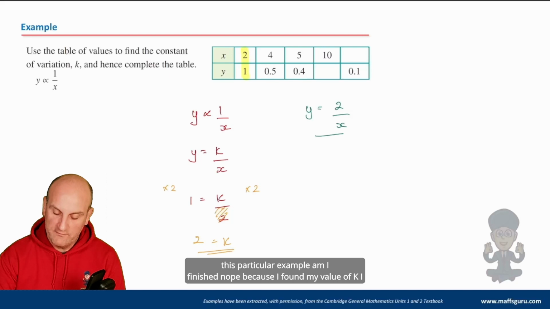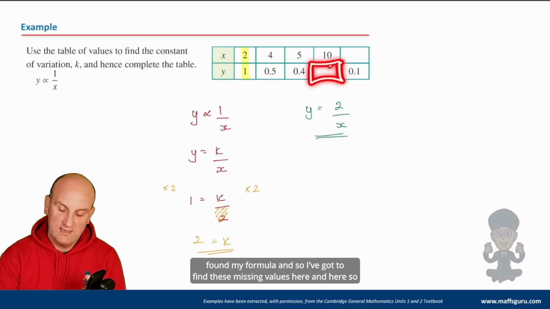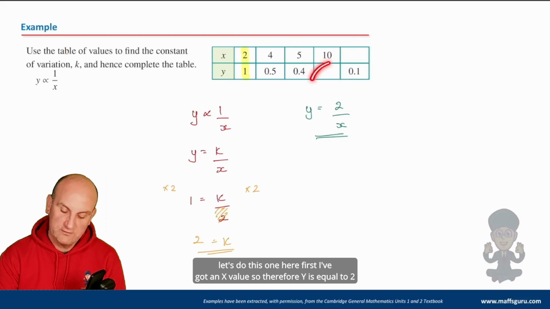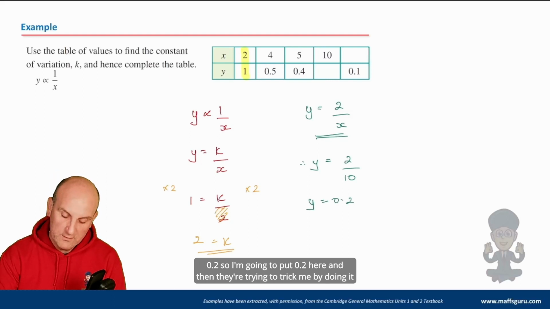Nope, because I found my value of k, I found my formula, and so I've got to find these missing values here and here. Right, so let's do this one here first. We've got an x value, so therefore y is equal to 2 divided by 10. That's 1 divided by 5, which is 0.2. So in that situation, y is 0.2. So I'm going to put 0.2 here.